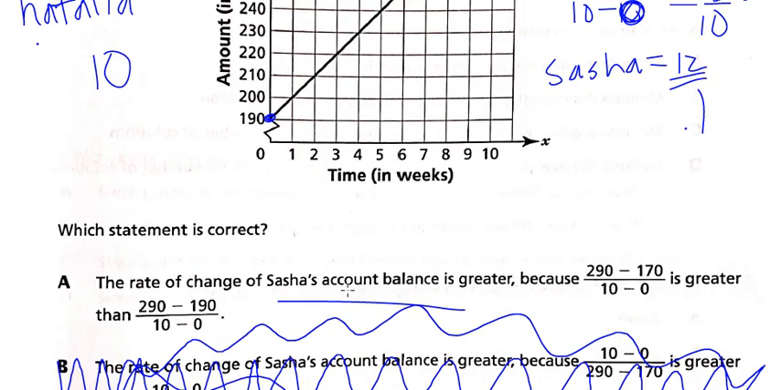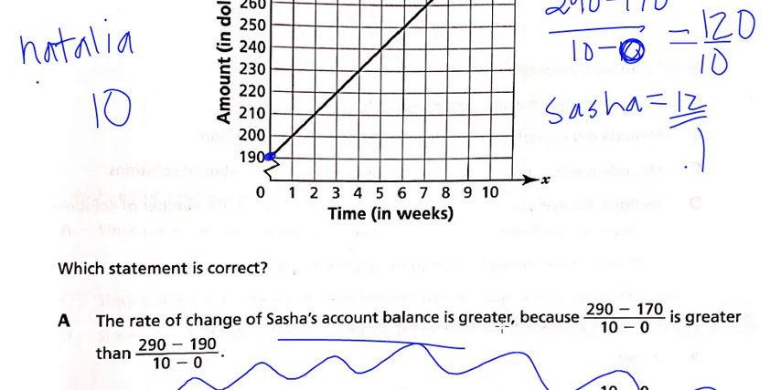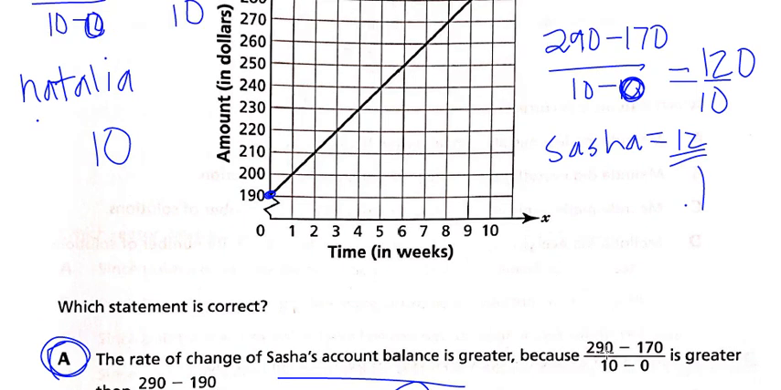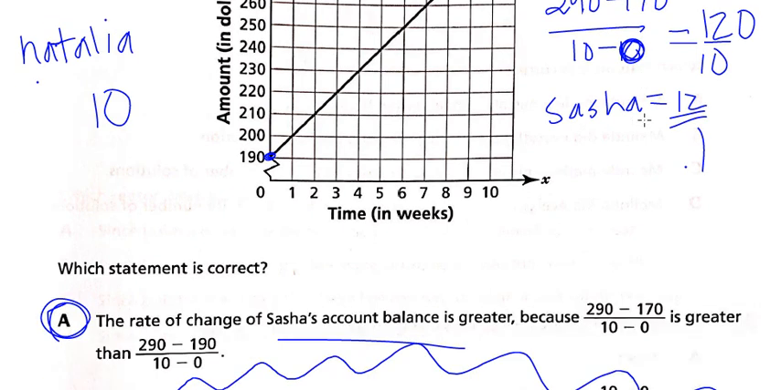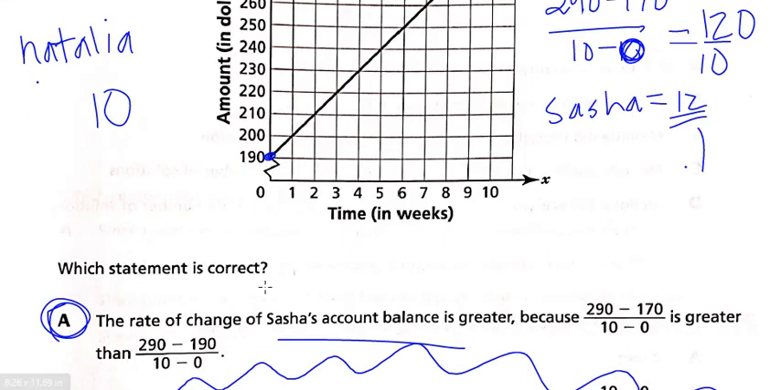It says the rate of change of Sasha's account balance is greater. The rate of change of Natalia's account balance is greater. Well, we already know Sasha's is greater. And sure enough, those are the exact ordered pairs we used. 290 minus 170 over 10 minus 0 is greater than 290 minus 190 over 10 minus 0.